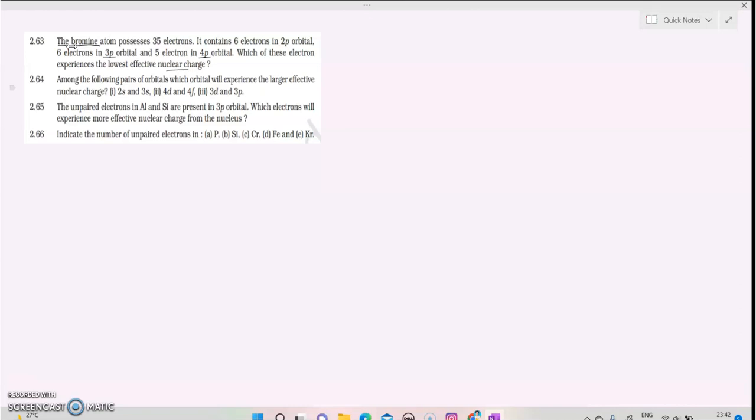So bromine atomic number is 35. Bromine atom possesses 35 electrons means they are giving bromine atomic number is 35. If you write the electronic configuration, you will get this. So 6 electrons are there in 2p orbital, as well as 6 electrons in 3p orbital, and 6 electrons in 4p orbital, they are telling. Which of these electrons experiences the lowest effective nuclear charge?